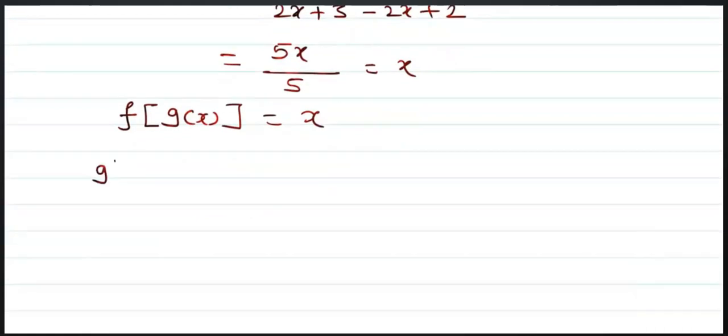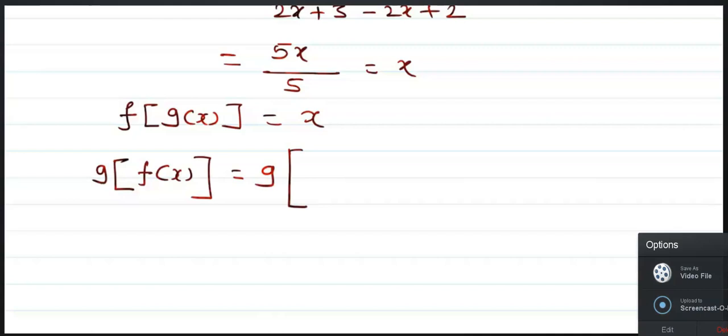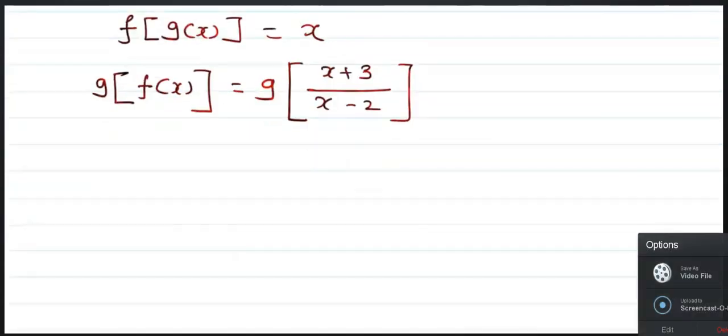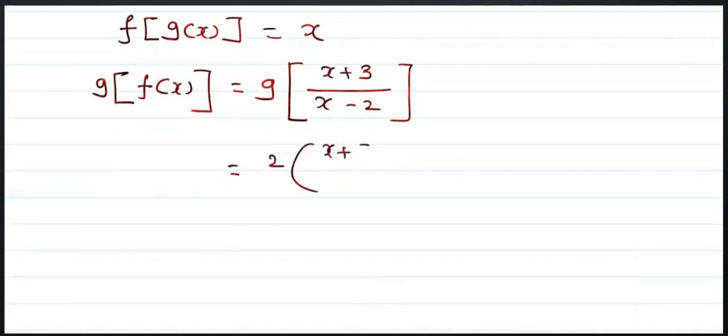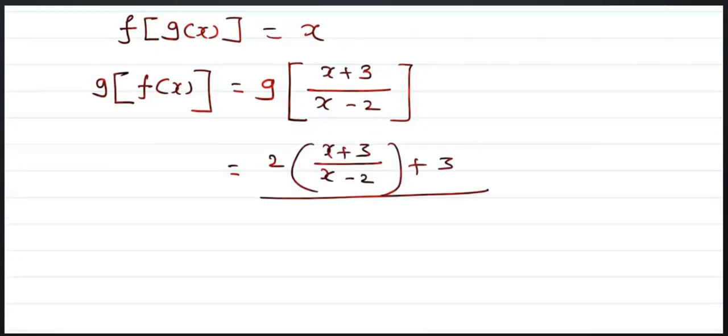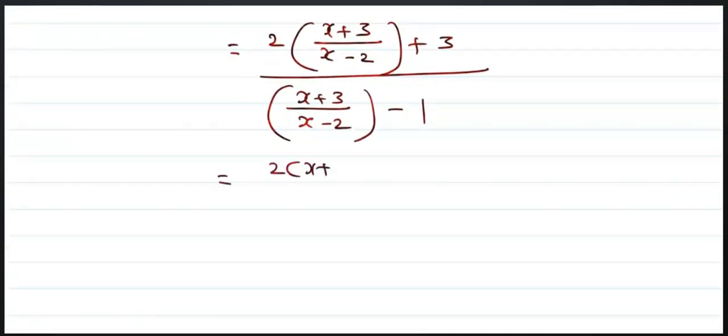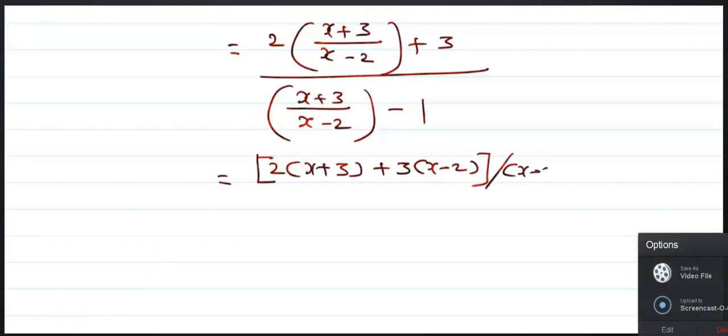Now we'll find out g of f of x. What is f of x? F of x is x plus 3 upon x minus 2. Now, what is g of x? That is 2 times whatever, that is x plus 3 upon x minus 2, that whole bracket, minus 1. Now, their simplification.